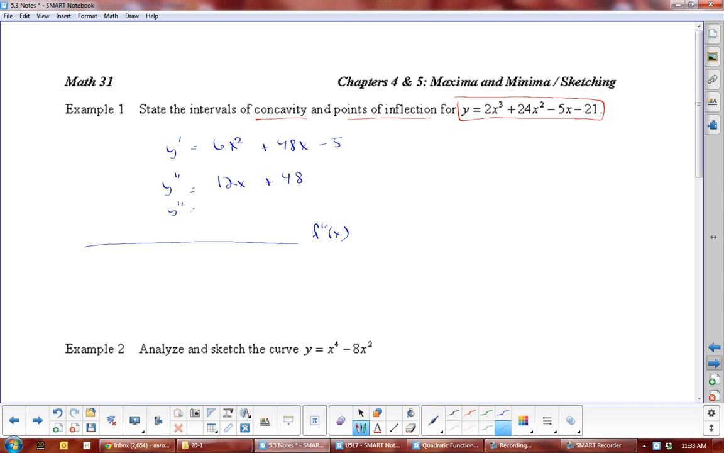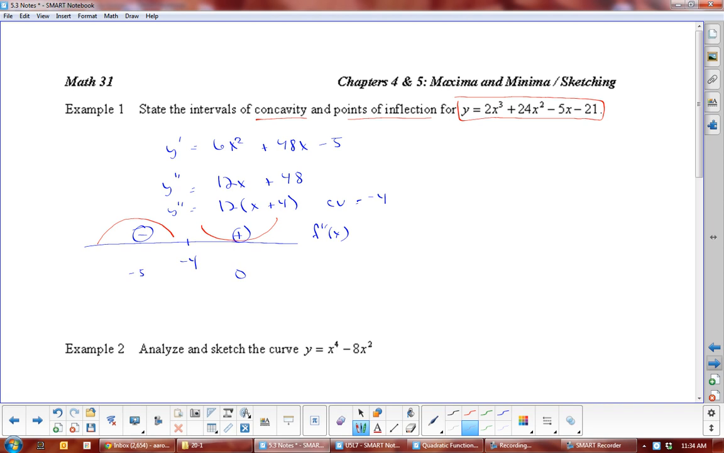So y double prime equals, I can take a 12 out of this, and it would be x plus 4. So what's my critical value? Negative 4. So you just put a negative 4 there. Right? And then you do your test values. So if I put in negative 5, 12 times that would be a negative. And if I put in 0, I would get a positive. Okay, so it is concave down to here and concave up here.